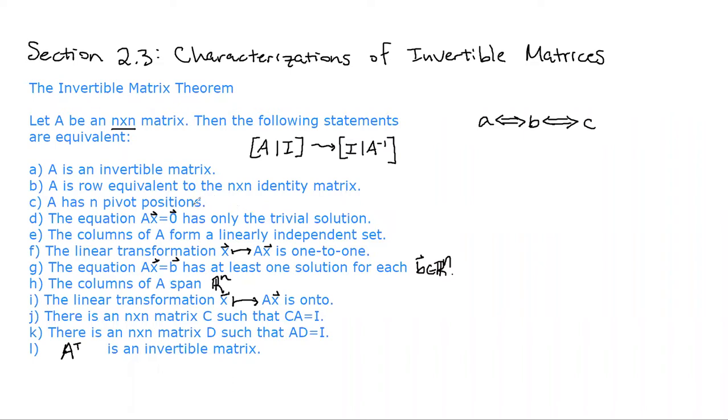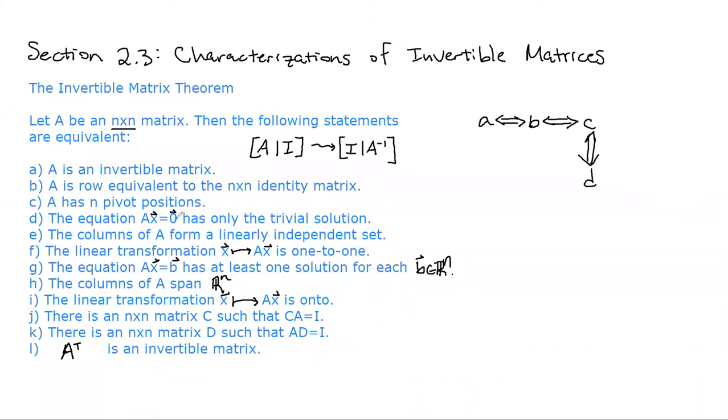Now, if we have n pivot positions, that means we don't have any free variables because we only have n columns. If we have no free variables, that means we only have the trivial solution in the homogeneous system. So C is really saying the same thing as D. Let me actually rearrange this. Let's put D underneath so I have more room. All right, so C is saying the same exact thing as D.